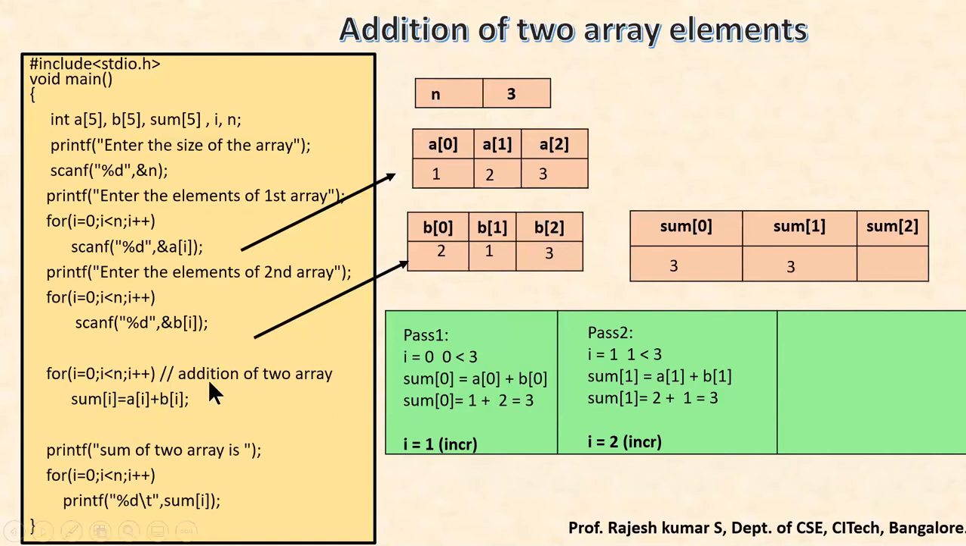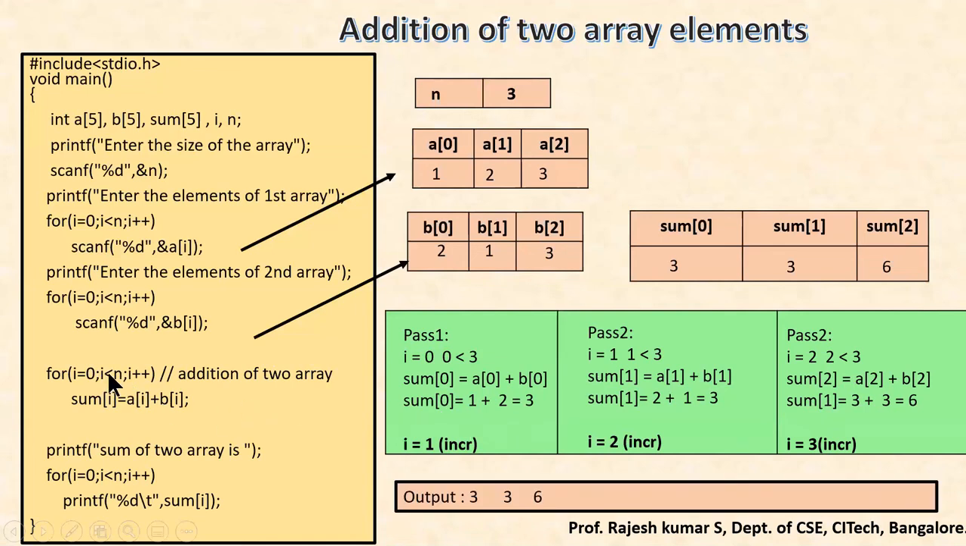Again, i gets incremented. i will become 2, and we'll check the condition. 2 is less than 3. Yes, 2 is less than 3. Sum of 2 is equal to A of 2 plus B of 2. What is A of 2? 3. What is B of 2? 3. 3 plus 3 is what? 6. 6 will be stored in which place? Sum of, sorry, this should be sum of 2, students. 6 will be stored at the location sum of 2. Then i gets incremented.